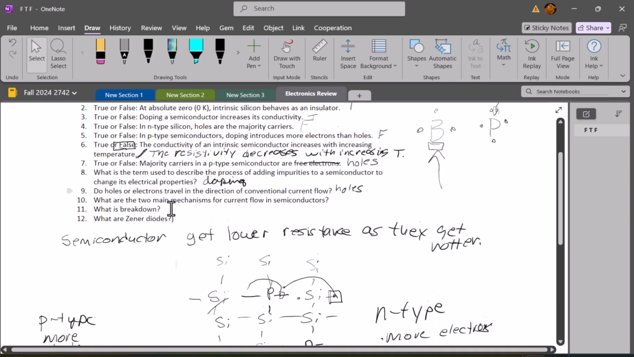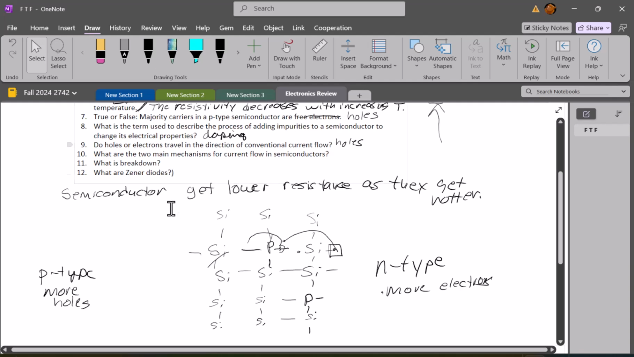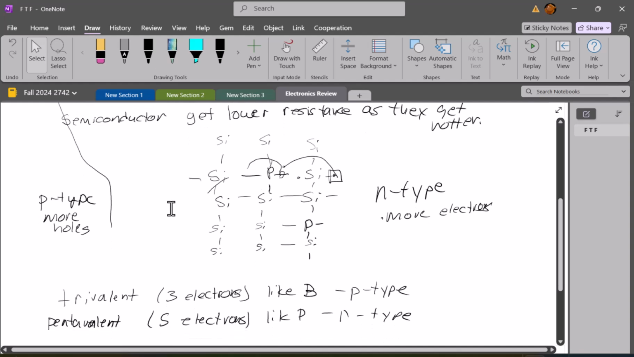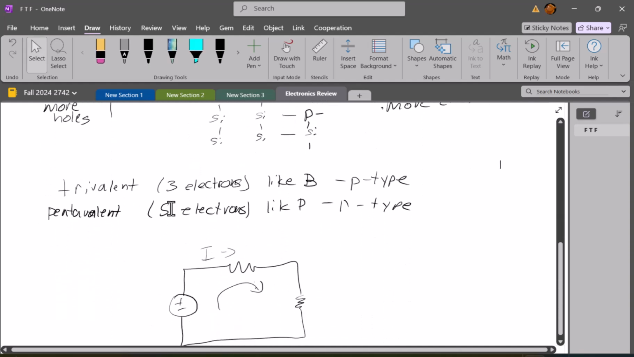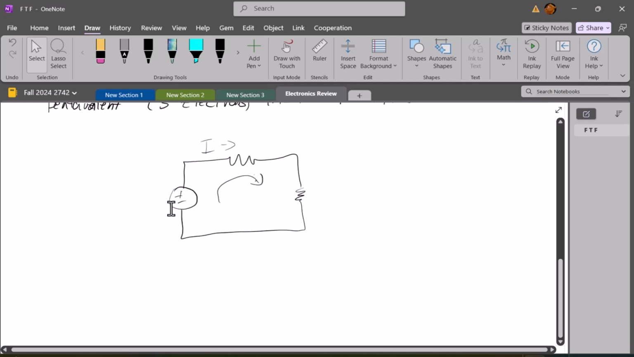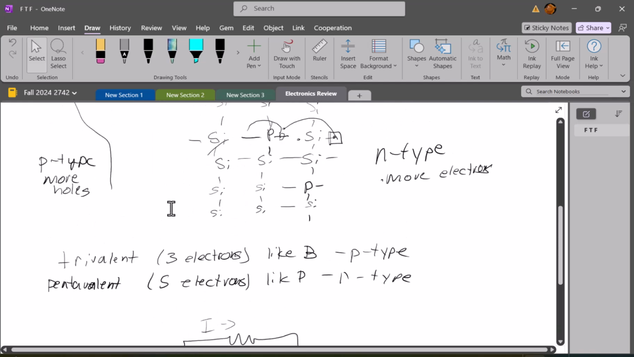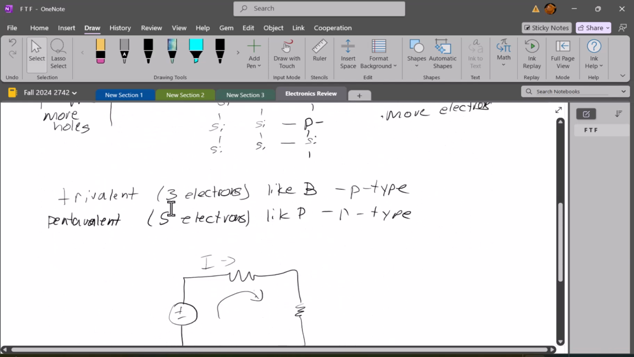What are two main mechanisms for current flow in semiconductors? So in other words, why do we get current? What is driving the current? So two mechanisms for, what did I say? Current flow.